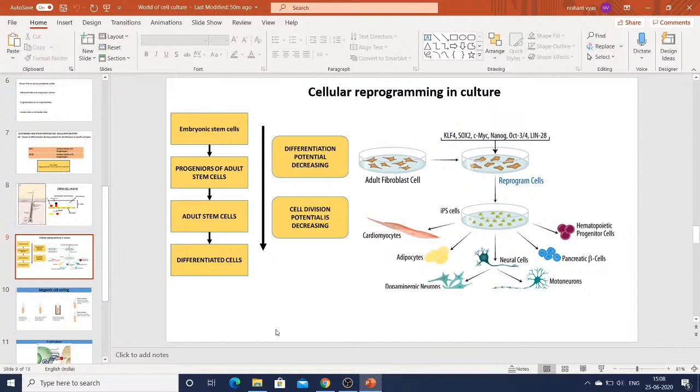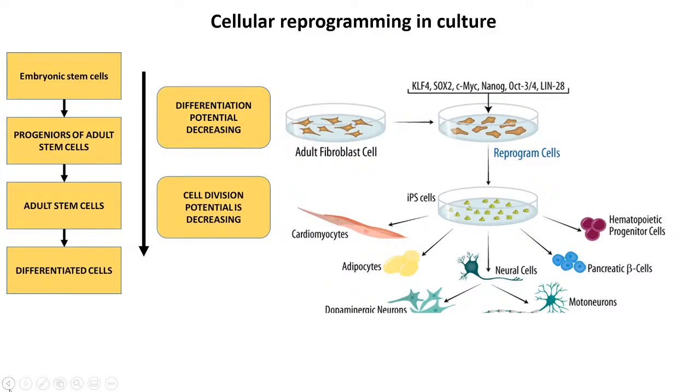So we are having this presentation again. I have already explained to you that in the normal developmental pathway, we start with embryonic stem cells and then we convert them into progenitors of adult stem cells. Then you can convert them into adult stem cells, and then finally you are having differentiated cells. On the top of the hierarchy, you are having embryonic stem cells, or ES cells, and these embryonic stem cells are having the highest differentiation potential as well as the highest cell division potential.